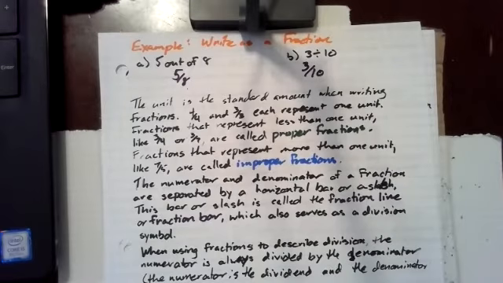The numerator and denominator of a fraction are separated by a horizontal bar or a slash. This bar or slash is called the fraction line or fraction bar, which also serves as a division symbol. When using fractions to describe division, the numerator is always divided by the denominator. The numerator is the dividend, and the denominator is the divisor.